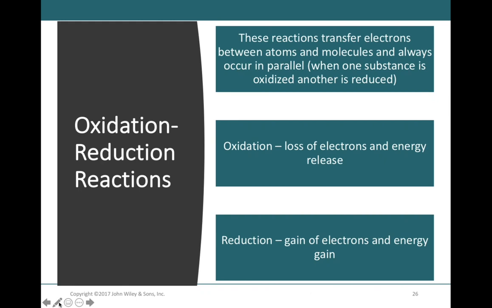So one way that you can remember oxidation and reduction is the nice little mnemonic OIL RIG. So I'm going to write this down here for you. This is one of the little tricks that they teach you in chemistry class to remember oxidation and reduction reactions. So OIL RIG.